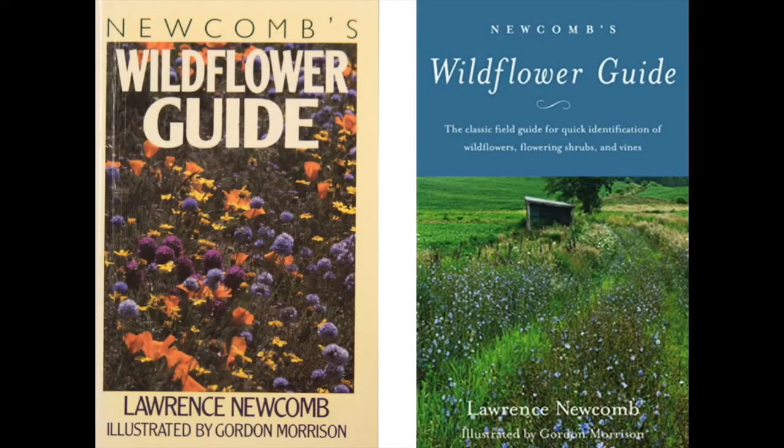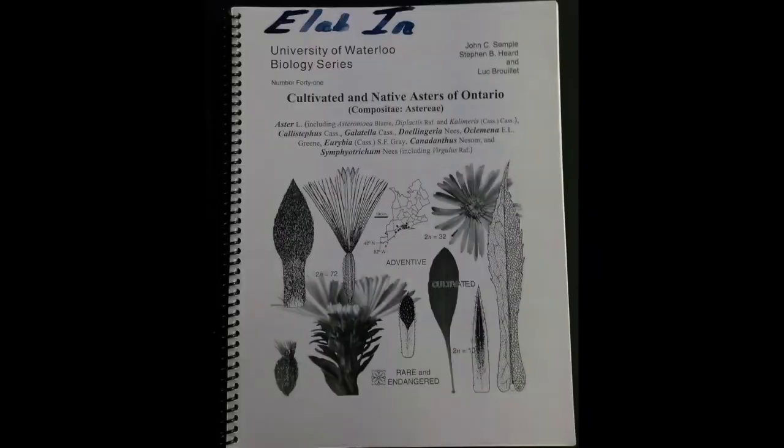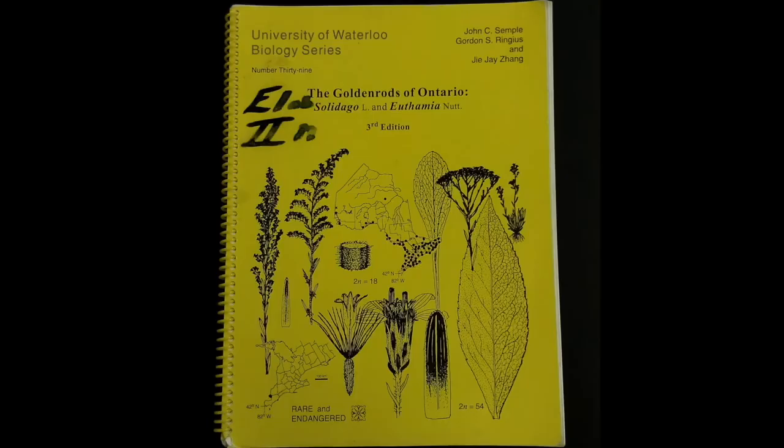Newcomb's Wildflower Guide is a popular field guide that has a section at the back dedicated to asters and goldenrods. Dr. John Semple's Cultivated and Native Asters of Ontario and his Goldenrods of Ontario are really the two go-to guides for successful ID. These are available for loan in the Ecology lab.